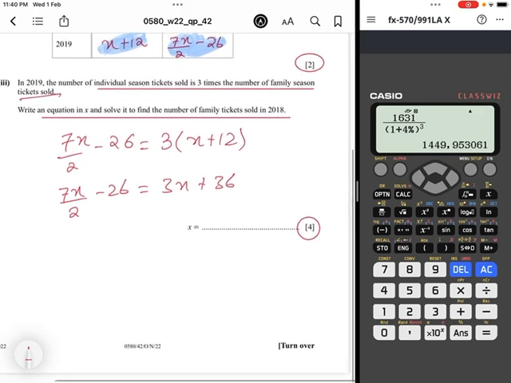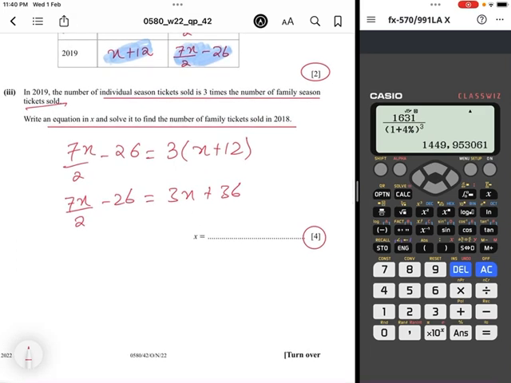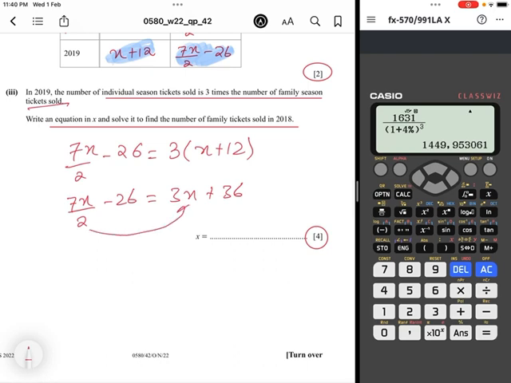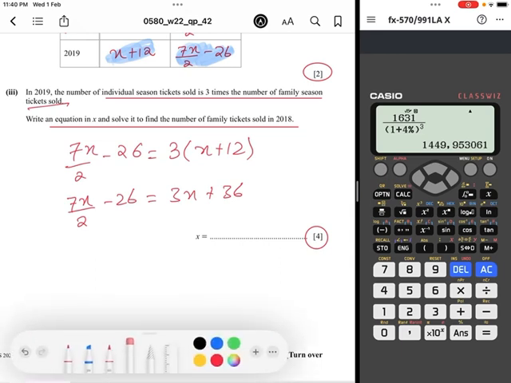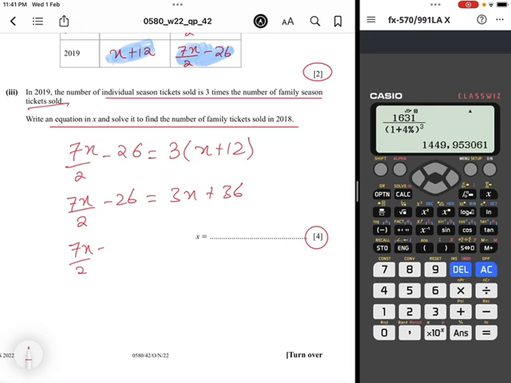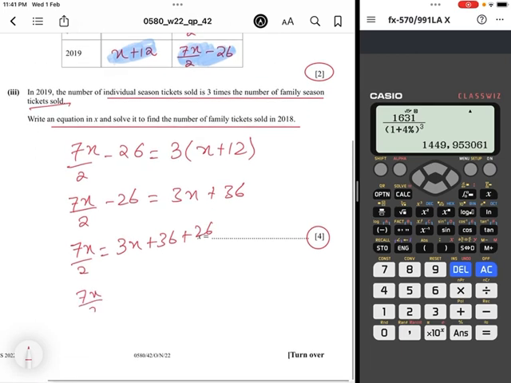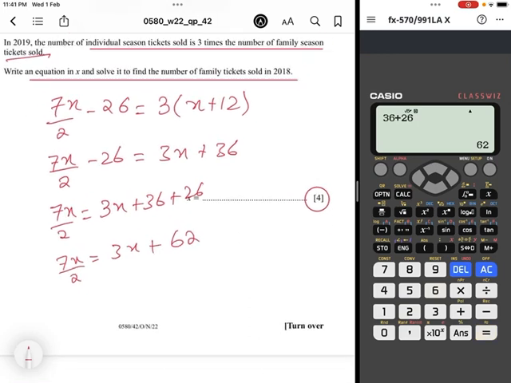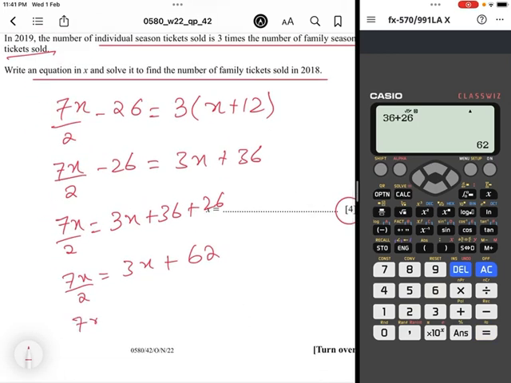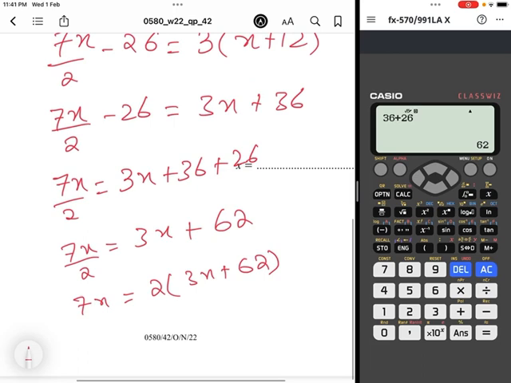So make x the subject. Do not complicate the question for yourself, because most of the time students just simply multiply this 2 over there. This is mathematically wrong. First of all, remove this 26 from here. So 7x divided by 2 is equal to, take larger steps so that you can avoid error, 3x plus 36 plus 26. Now 36 plus 26 is 62. Now you can multiply by 2. So 7x is equal to 2 times 3x plus 62, because 2 was in division there.